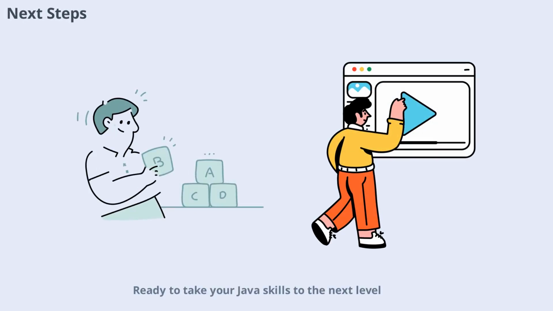Ready to take your Java skills to the next level? Start experimenting with CompletableFuture in your own projects. Try out different methods, combine them with virtual threads, and explore structured concurrency as it becomes available. The best way to learn is by doing, so don't hesitate to dive in and build something amazing.